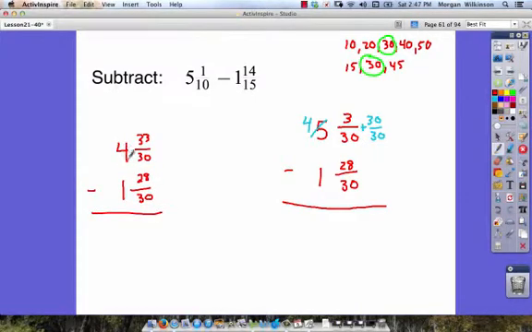So we work with the whole part first. 4 minus 1, that's 3. 33 minus 28, that's 5 out of 30. We need to reduce whenever possible. So 5/30, if we divide both of those numbers by 5, we're going to get 3 and 1. 30 divided by 5, that's 6. So we get 3 and 1/6 as our final answer.